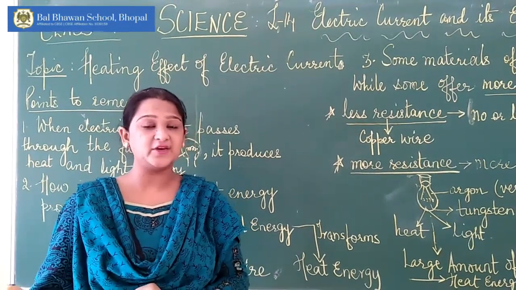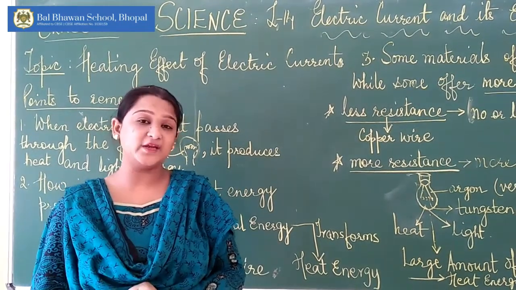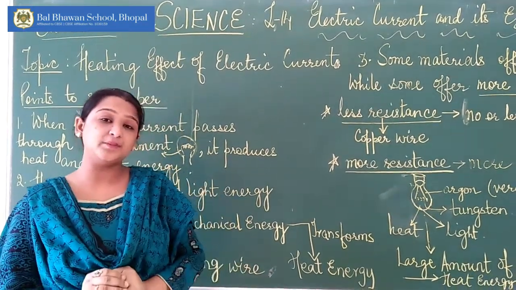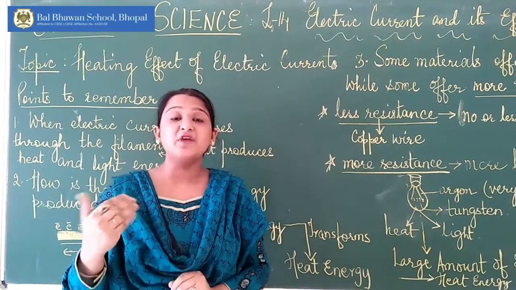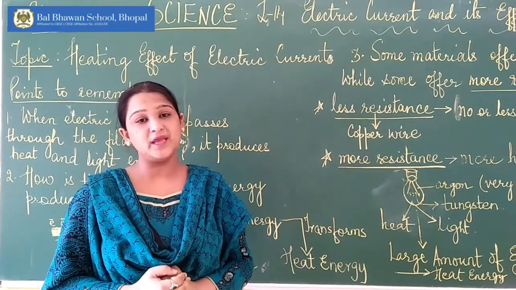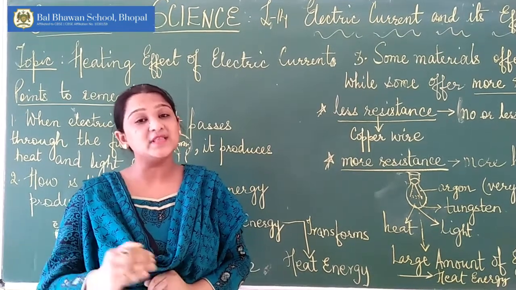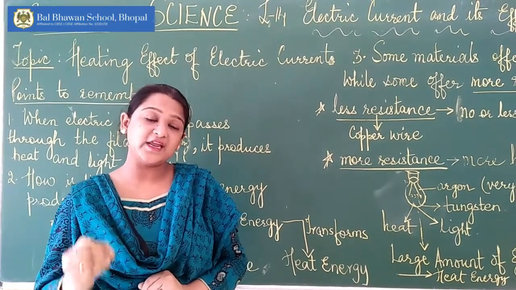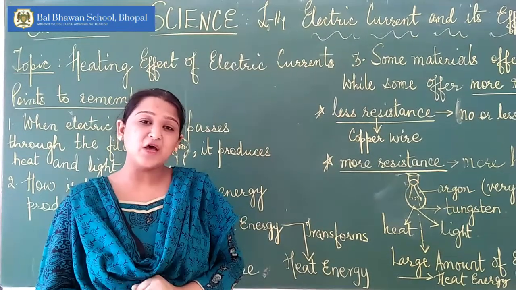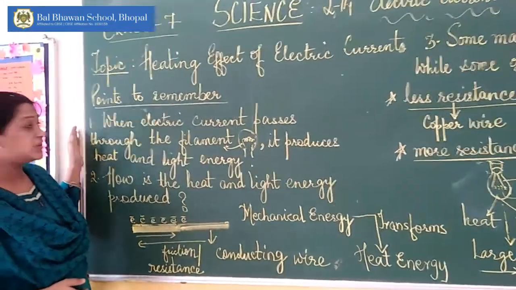So, if there is no electricity, your iron will not become hot. If there is no electricity, your microwave will not work and your mother will not be able to bake a cake for you. If there is no electricity, your geyser will not work and you will not be able to get hot water during the winters. So that is the effect of electric current, that it can produce heat energy. Now let us discuss this in detail. So some points you need to remember.